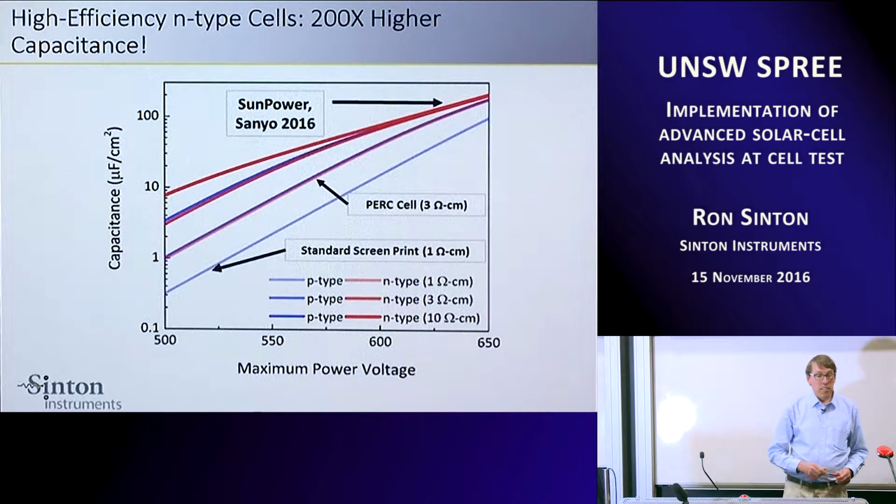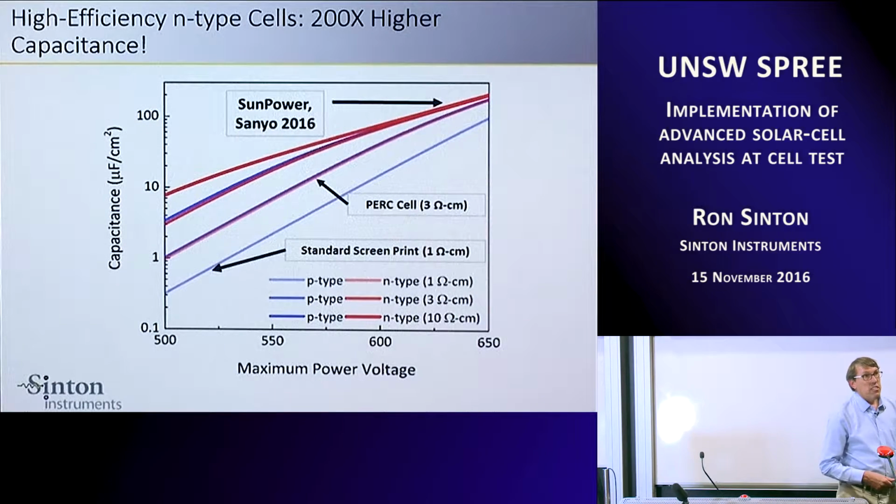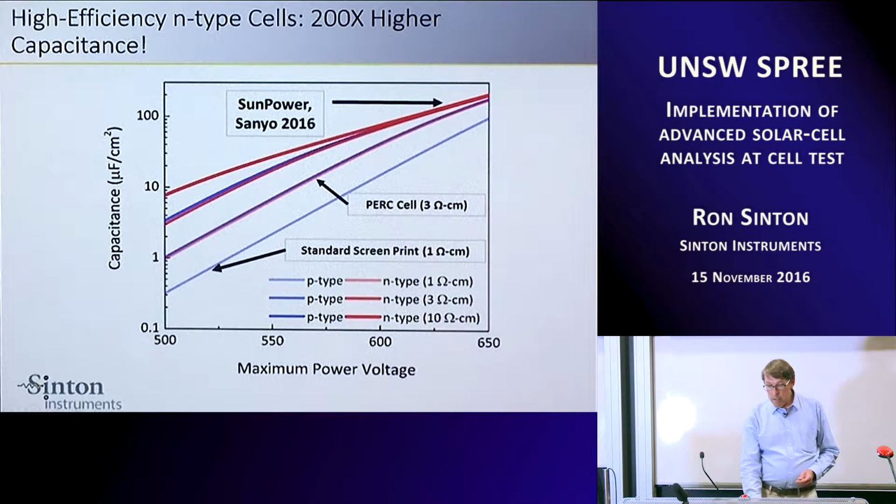So you can see kind of the crisis here is that you have 50 gigawatts of installed production with module testers that are optimized for this type of solar cell. And now you're starting to build solar cells that are 200 times slower in time response.